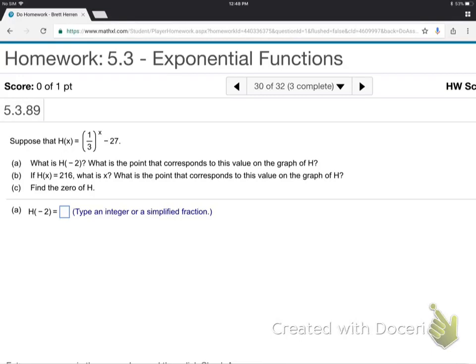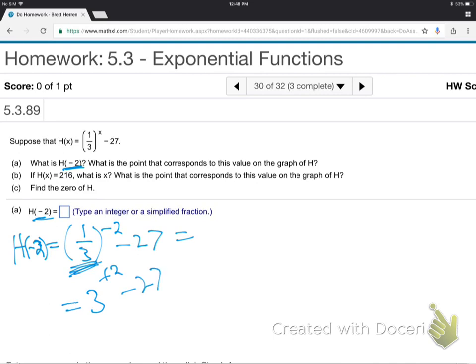So number 30. H of X. What is H of negative 2? H of negative 2. That means put in negative 2. It's 1/3 to the negative 2 minus 27. Okay, so what is 1/3 to the negative 2? What's a negative power do? Flips it. So that'll become 3, right? And then the power will become positive. You tracking with me? See what happened there? The 1/3 flipped and became 3, and the power became positive.